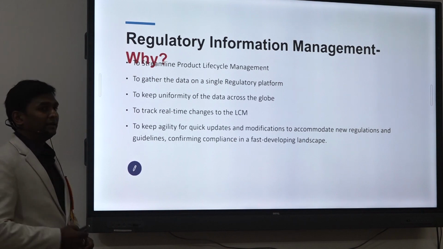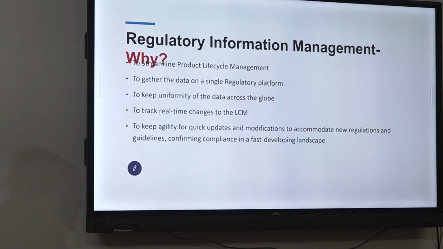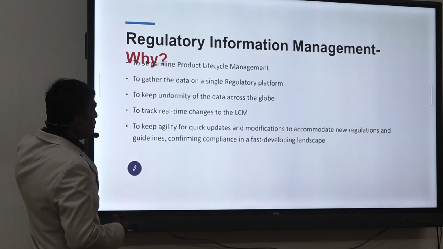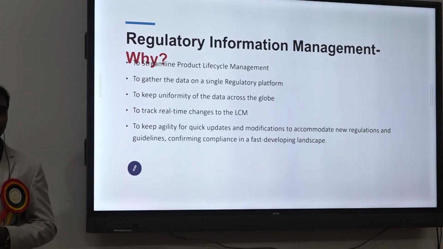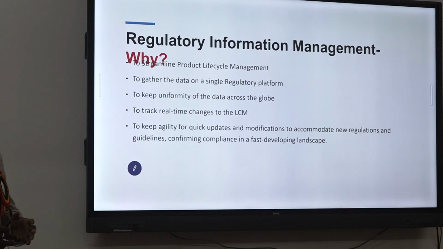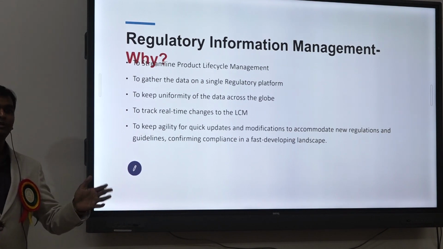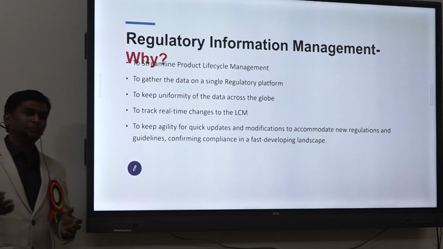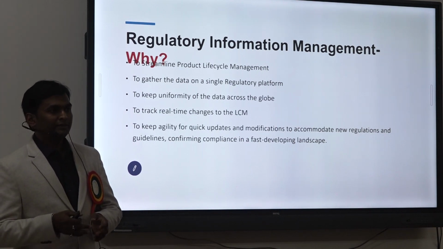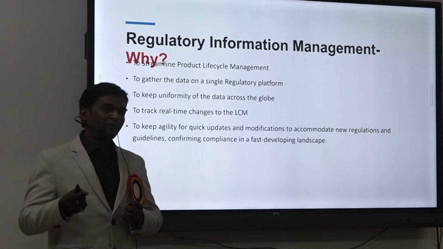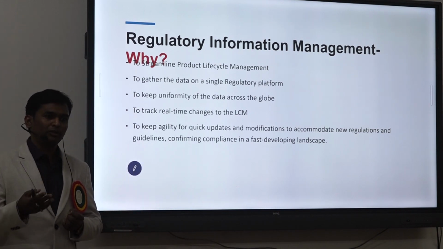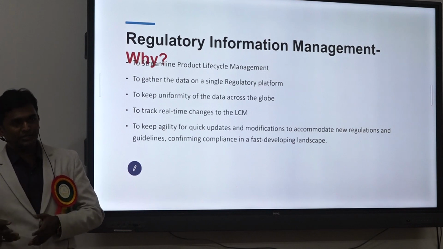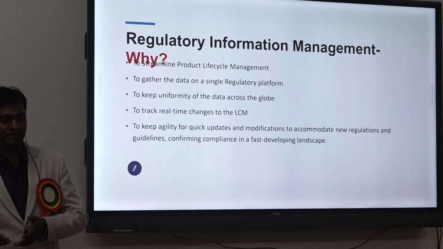Regulatory information management. Now the question is why it is important. First, to streamline product life cycle management. Pharmaceutical life cycle management is not very easy. There are multiple things. First of all, it takes 10 to 15 years to get approval for any product in the market. Then after approval there are also changes which we need to communicate to the health authority in the form of variations, or post approval changes.